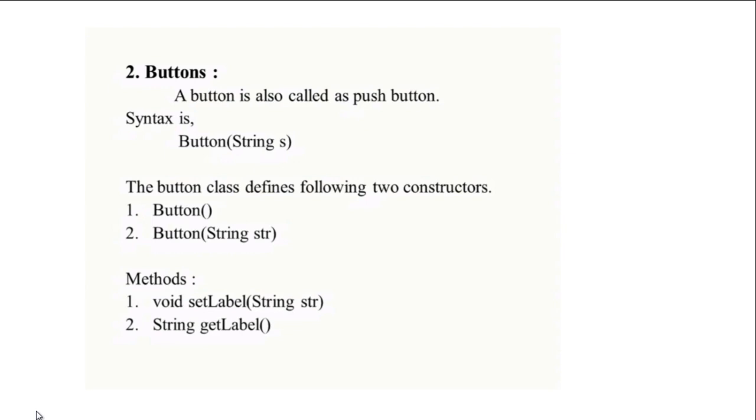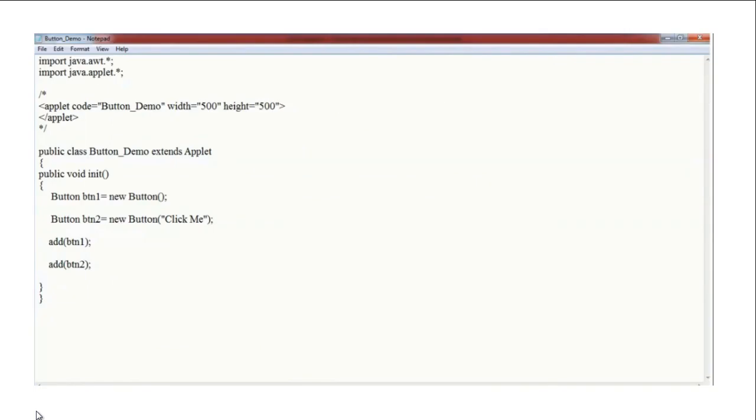Then the Button class has two methods. First is void setLabel(String str). Here we can assign the name to the button using this method. And the second one is String getLabel(). Using this method, we can retrieve the name of the button. Then we will see a small example of the button.